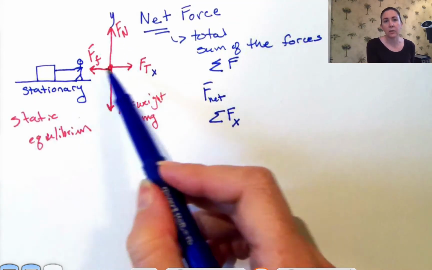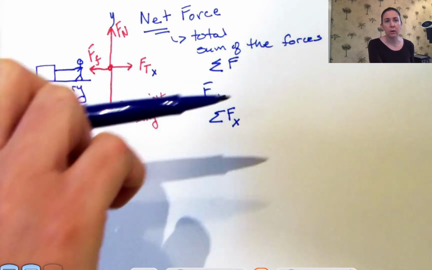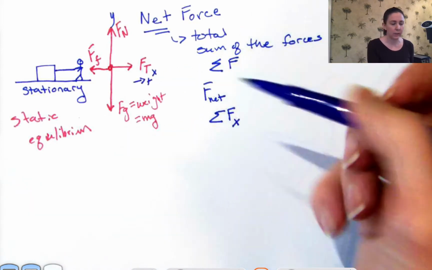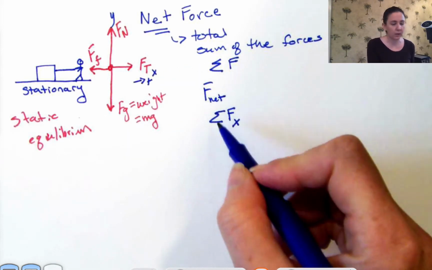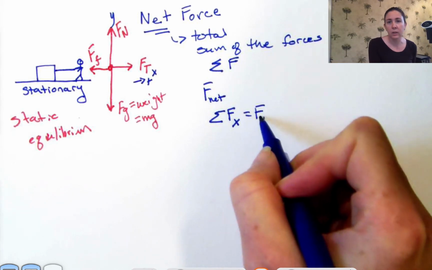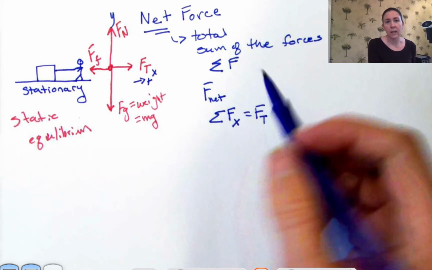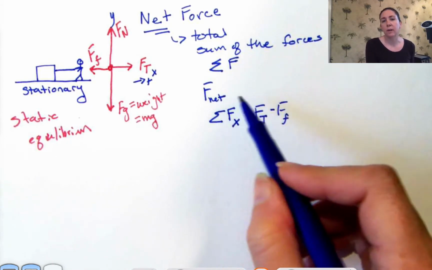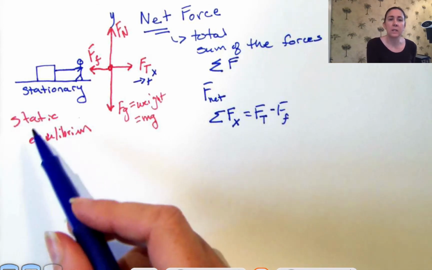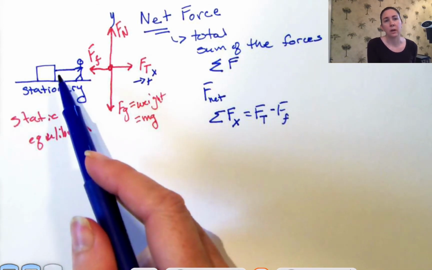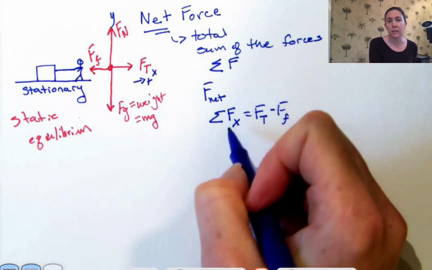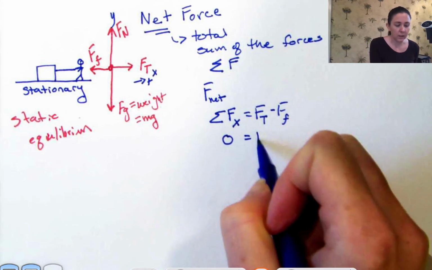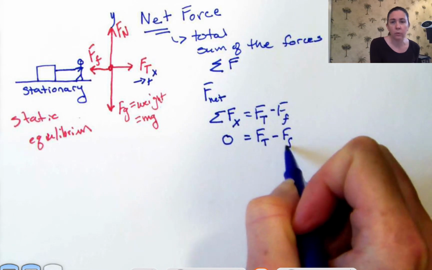The sum of the forces in the x direction, if anything is going this way, we'll call that positive. So I'm going to say that this is the positive x direction. If anything is going that way, we'll call it negative. There are only two forces in the x direction: the force of tension going in the positive direction and the force of friction going in the negative direction. So this is our net force in the x direction. Now, if the object is stationary, we know that it's not accelerating. The sum of the forces in the x direction will be equal to 0. And this is where we're going to leave this right now.